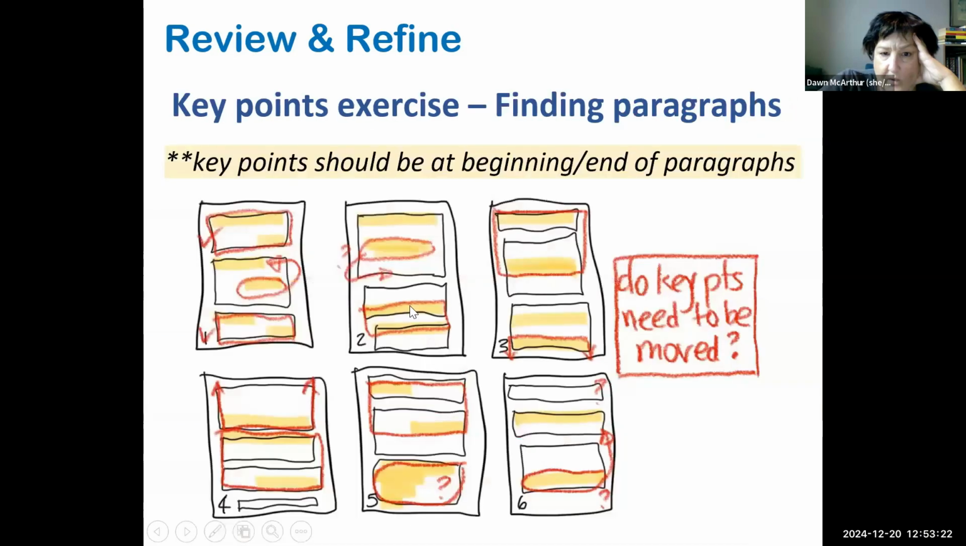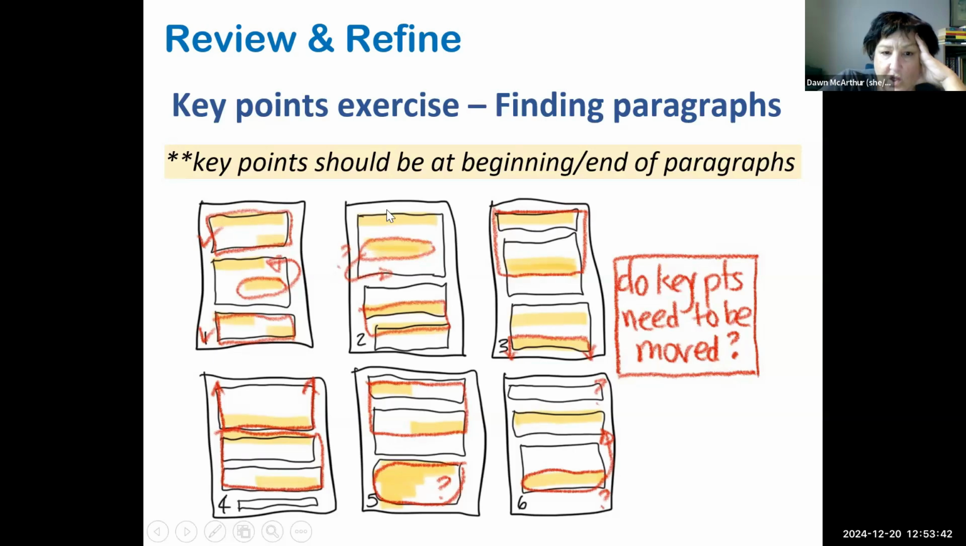So key points should be at the beginning and end of paragraphs. This is just a bad schematic, ignore that. But if you're highlighting them and they're at the beginning and the end of a paragraph, like here, that's good. If there's one that's in the middle, maybe this statement and that statement need to be at the beginning, or maybe that statement actually needs to be at the end, as in this example.